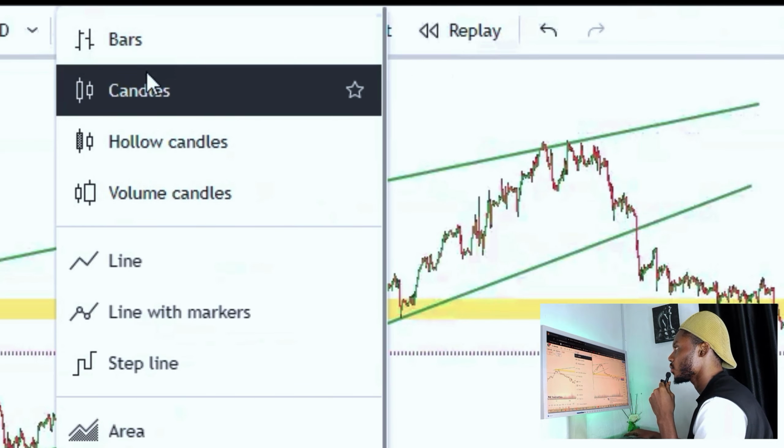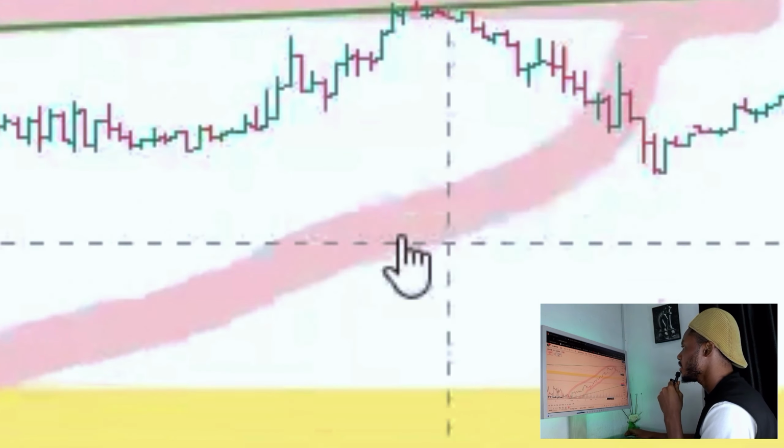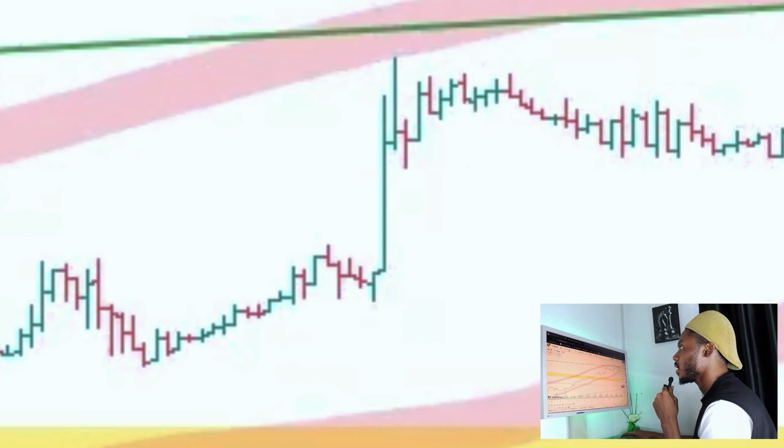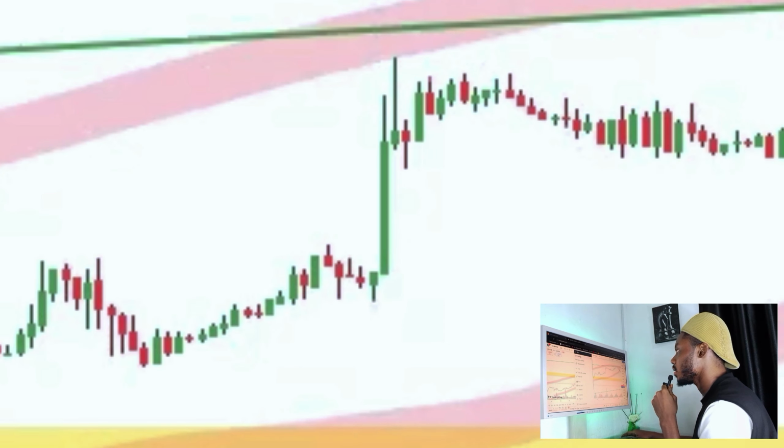Now the next type of chart is the bar chart. The bar chart shows you the open, the close, the high, and the low of that particular price. This is not the best type of chart to trade with. The best type of chart is the candlestick chart. So let me switch between the bar chart and the candlestick chart.